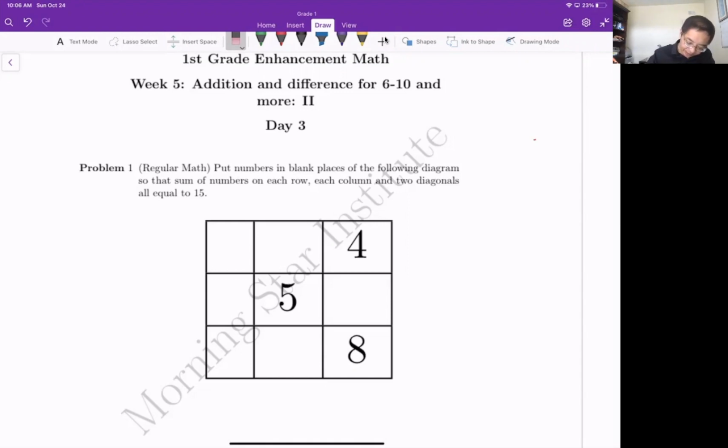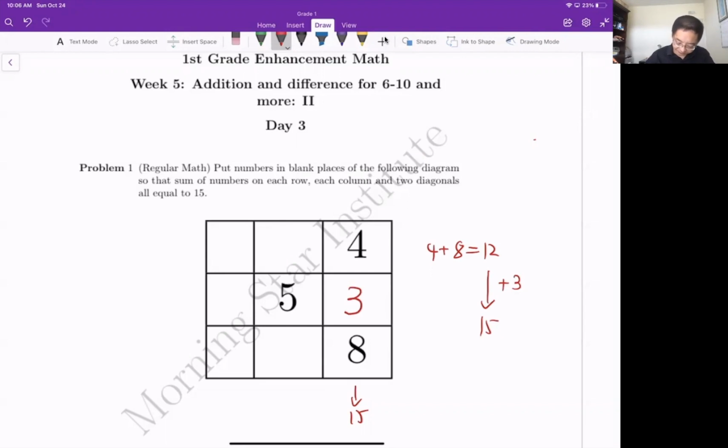All right, let's look at this row. We know if you add up, you should get 15, right? You already have 4 and 8. So what is 4 plus 8? 4 plus 8 is 12. Now, in order to go from 12 to 15, we need to add a 3, right? So then we immediately realize this one is 3.